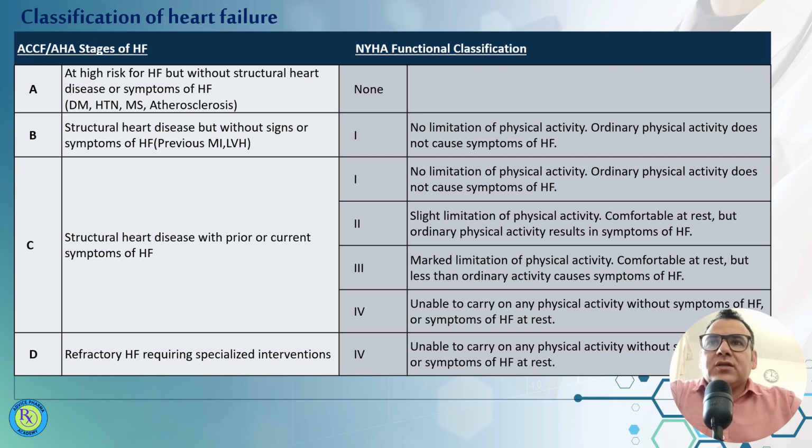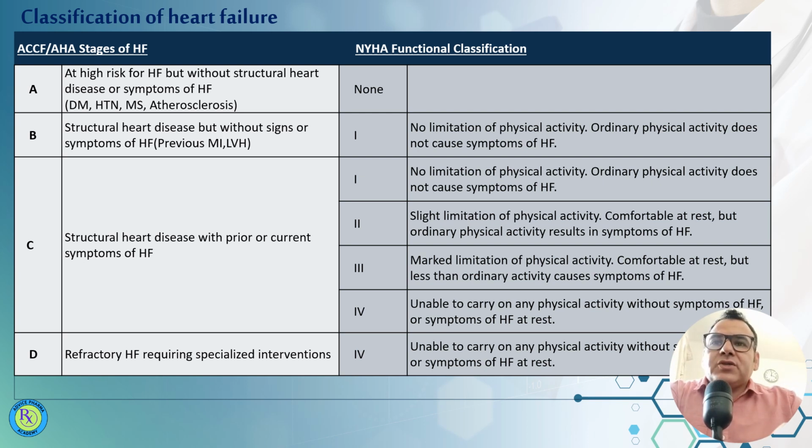The AHA stages of heart failure are classified as A, B, C, D. In stage A, the patient is at risk, but doesn't have any structural or functional heart problems. This is a patient with diabetes, hypertension, multiple sclerosis or atherosclerosis; this type of patient is at risk of heart disease, but does not have heart failure. Stage B, this patient will have structural heart disease, but there are no signs or symptoms of heart failure like fatigue, dyspnea, or fluid retention. This is a patient with previous myocardial infarction or left ventricular hypertrophy.